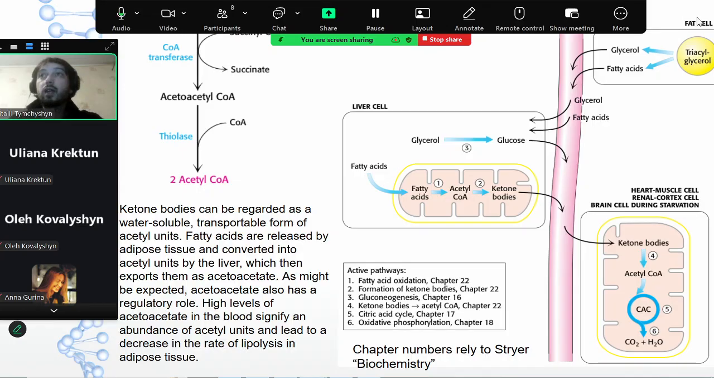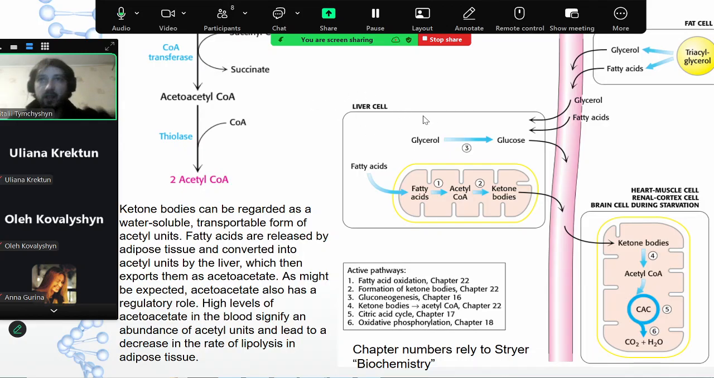So here you see a fat cell. I have shown you some images of the anatomy. Where do you find all these cells in the human organism? It exports some glycerol and some fatty acids. Glycerol and fatty acids are taken up by the liver cell.